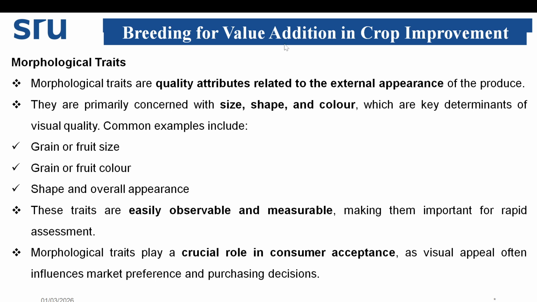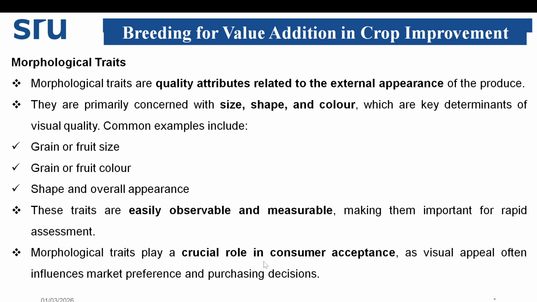First, morphological traits. So morphological traits are quality attributes related to external appearance of the produce. So they are primarily concerned with size, shape and color, which are the key determinants of visual quality. So common examples will include grain or fruit size, grain or fruit color, shape and overall appearance.